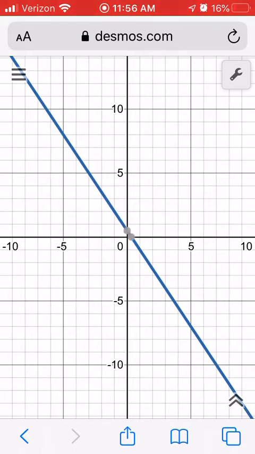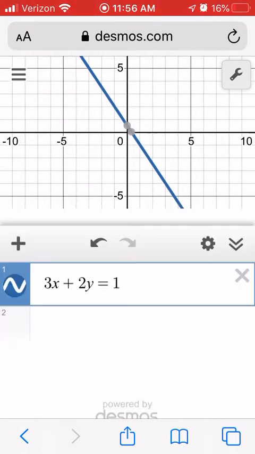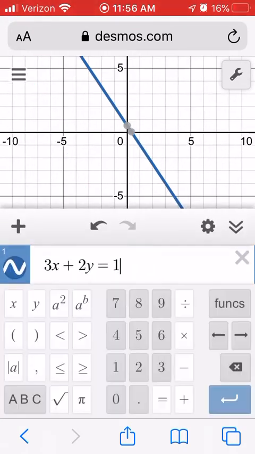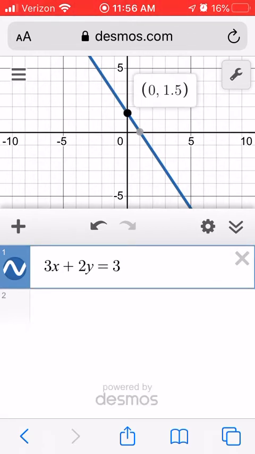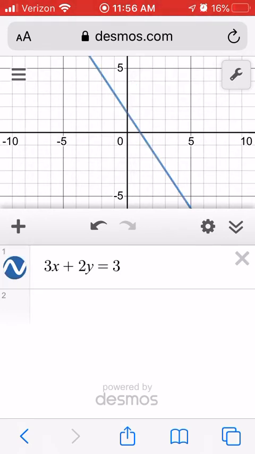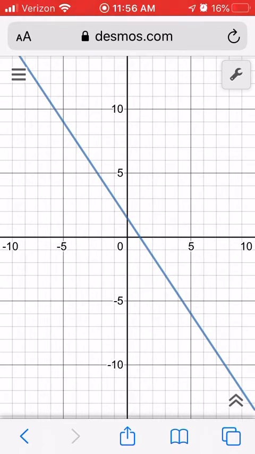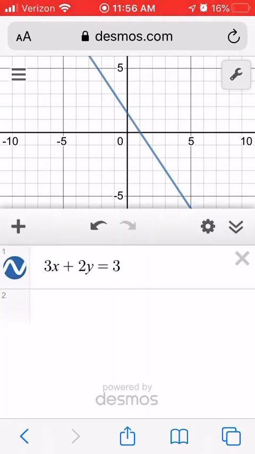And so there you have a line. If I want to change the line, let's just say I'm going to change this to 3. Well, then it shifted. You can see on the y-axis, it moved up from 1/2 to 1 and 1/2. And on the x-axis, it moved from 1/3 over to 1. So changing the constant on that line caused the line to shift. So circles work the same way.